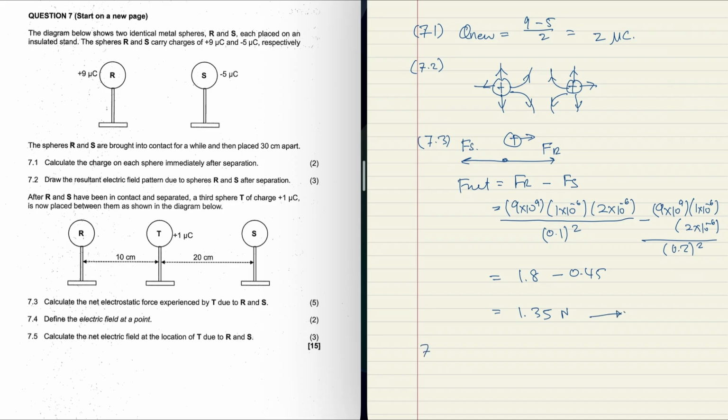Question 7.5. Calculate the net electric field at T. So E net is going to equal F net divided by Q. So F net was 1.35. Q, or in other words, the charge of T, is 1 times 10 to the negative 6. So that's going to give us an answer of 1.35 times 10 to the 6 newton per coulomb to the right.